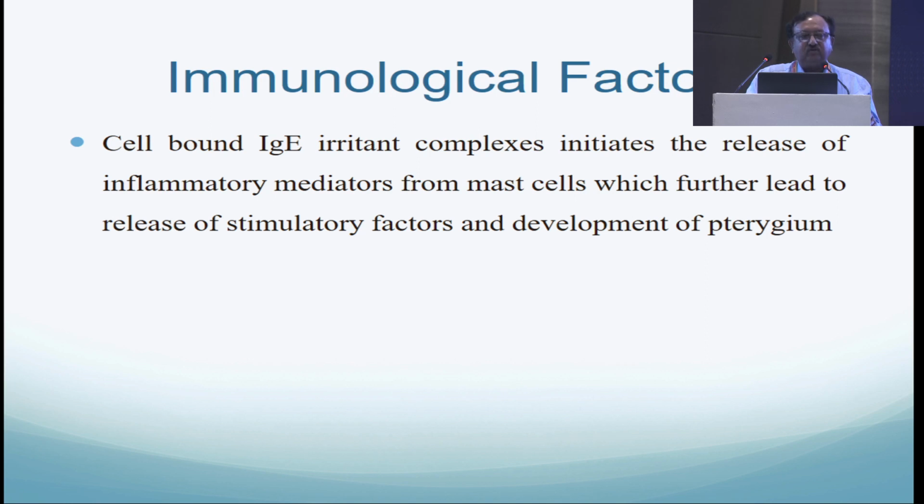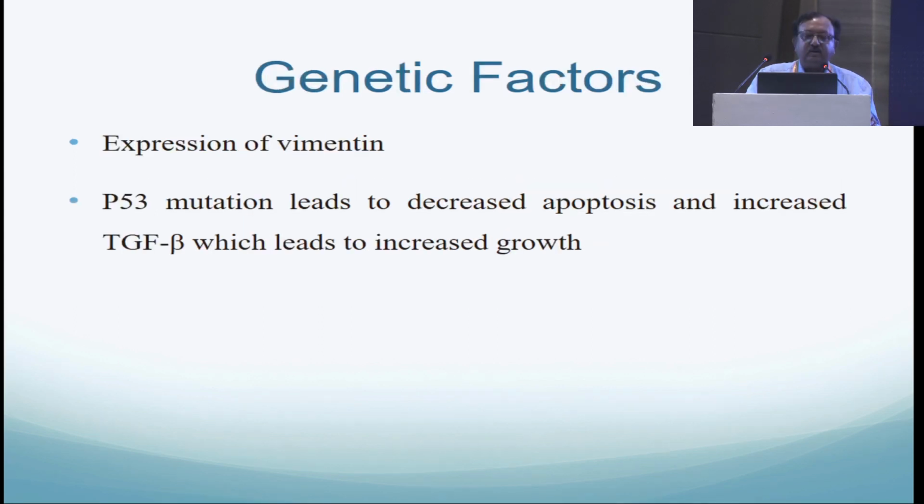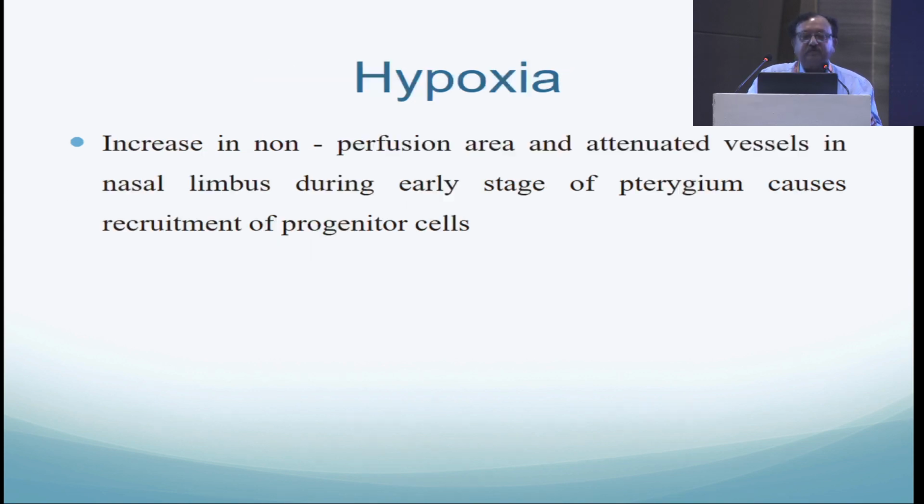Immunological factors are also involved. Cell-bound IgE immune complexes initiate the release of inflammatory mediators from mast cells, which further leads to release of stimulatory factors and development of pterygium. The genetic factors involved are expression of vimentin. P53 mutation leads to decreased apoptosis and increased TGF-beta, which leads to increased growth.